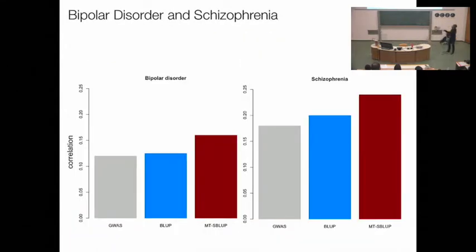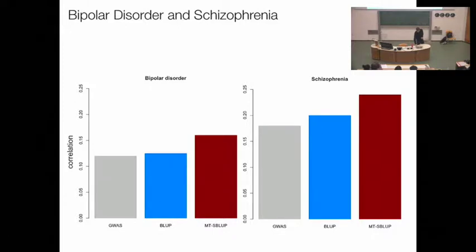For bipolar disorder and schizophrenia, we have the correlation between the predictor made from GWAS estimates, the simple least squares estimates, what we get from BLUP, just putting the LD back in, approximating a Ridge regression, and what we get from multi-trait BLUP if we borrow information from schizophrenia to help us predict bipolar disorder. The other way around, we're predicting schizophrenia, borrowing information from bipolar disorder. We get the improvements in prediction that we would expect under the theory for a mixed linear model.